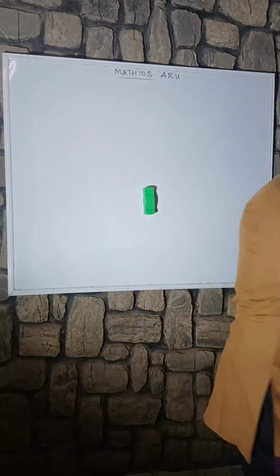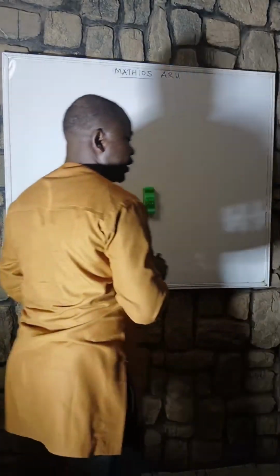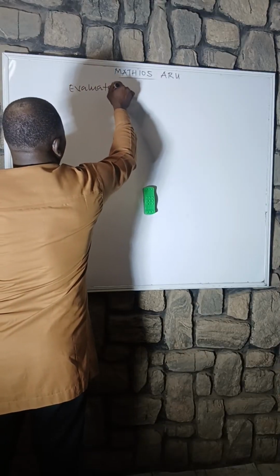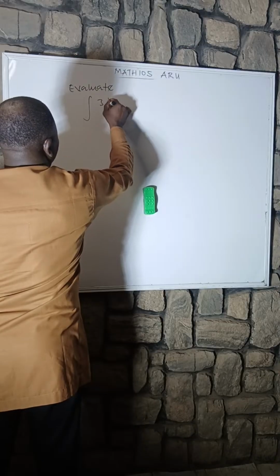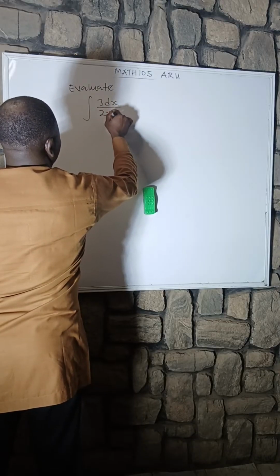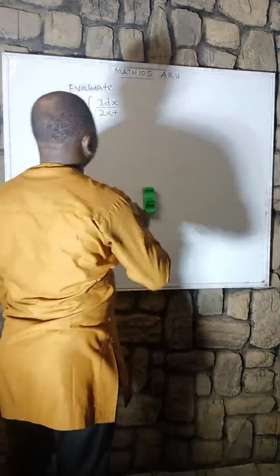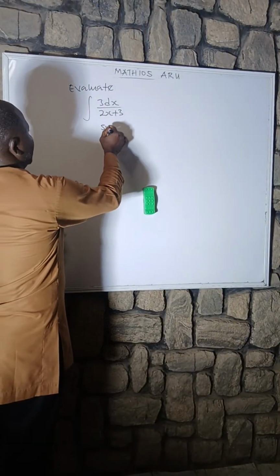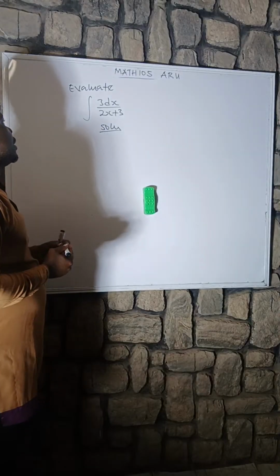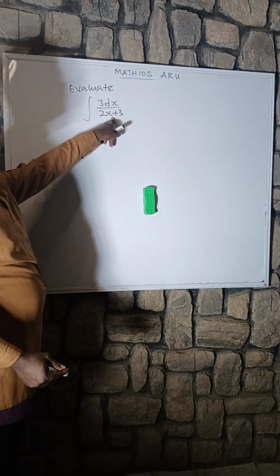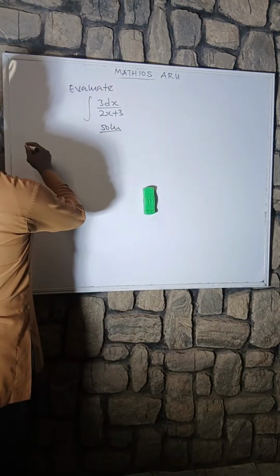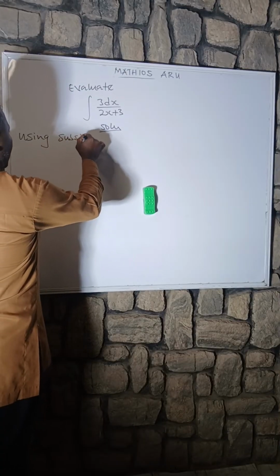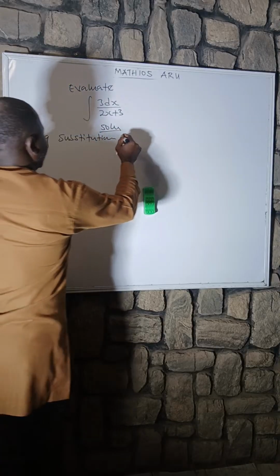Yeah, let's look at another question. This one says evaluate the integral of 3dx over 2x plus 3. It is as simple as ABC. When you come across functions like this, what you need to do is apply substitution. So you now say, using the substitution method.